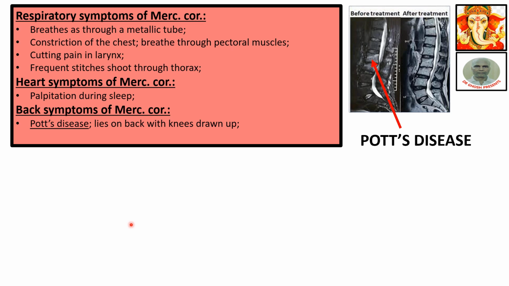Heart symptoms of Merc.cor: palpitation during sleep. Back symptoms of Merc.cor: Pott's disease. Pott's disease means tubercular spine infection, that is, spinal bones are being degenerated by tubercular infection. Lies on the back with knees drawn up. That picture I already showed.